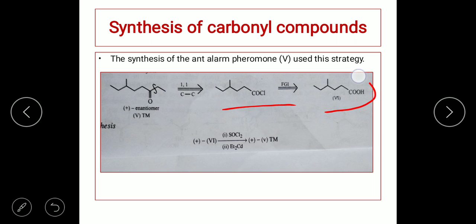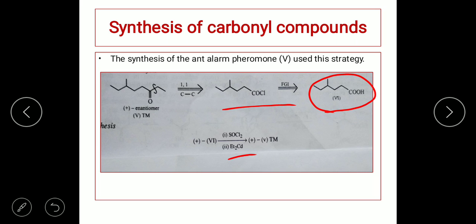So now we are going to make use of the carboxylic acid as the starting material, and we can synthesize the ketone, but this would be in presence of cadmium. So here you can see we are going to make use of dialkyl cadmium, and we are going to get the ketone. Whenever you have examples of carbonyl compounds, you can always make use of this method, where you convert it to acid chloride, and then you can do the synthesis.